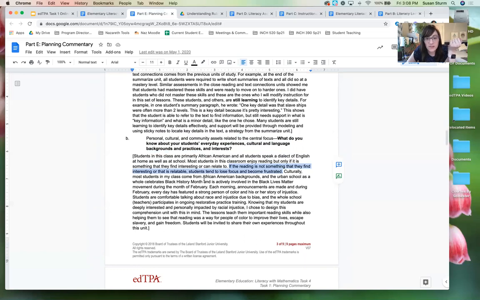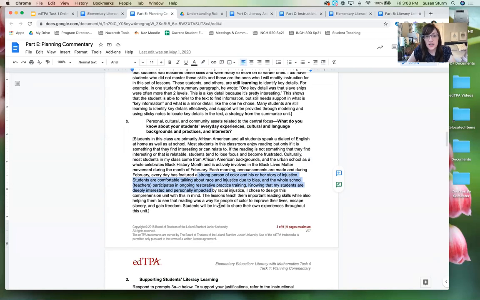Culturally, they come from African-American backgrounds and they're in an urban school where they're celebrating Black History Month. They're involved in the Black Lives Matter movement. Every morning announcements are made during the month of February, featuring a strong person of color, their stories of injustice. They're comfortable talking about race and injustice due to biases. In the whole school, the teachers participate in ongoing restorative practice training, knowing that my students are deeply interested and personally impacted by this. I chose to design this unit.